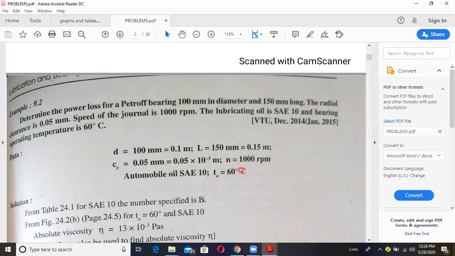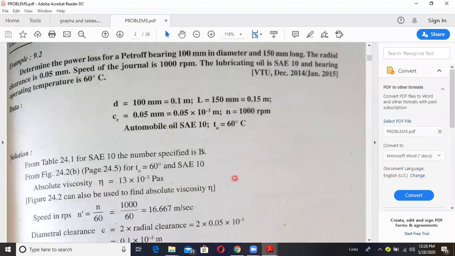Next, speed of the journal, small n they have given. The lubricating oil is SAE 10. So we are using a type of the oil is SAE 10 and the bearing is operating at a temperature of 60 degrees Celsius. So SAE 10 and operating temperature T0 is equal to 60 degrees Celsius. Now in this problem, they have given the type of the oil and the operating temperature.